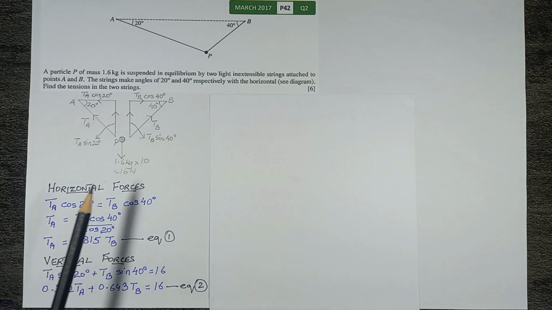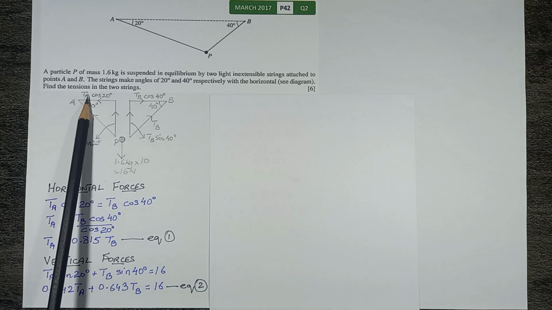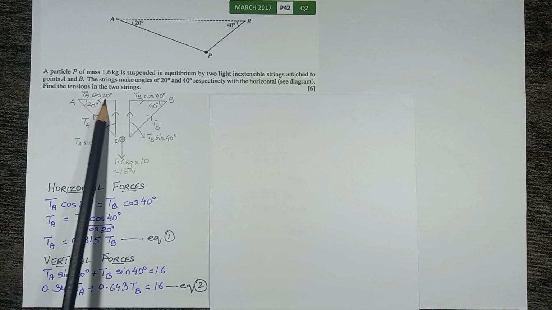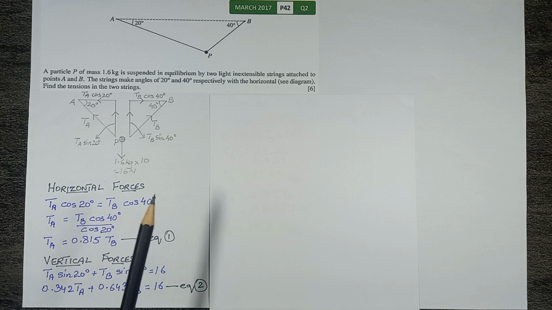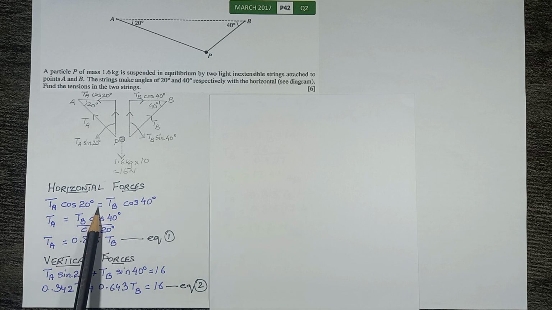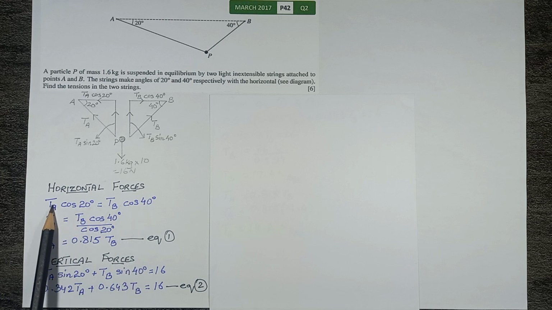If we look at the horizontal, we have TA cos 20 to the left and TB cos 40 to the right, and because it is an equilibrium condition, they are equal. So TA cos 20 equals TB cos 40, and TA would be equal to TB cos 40 divided by cos 20, and cos 40 divided by cos 20 is 0.815, so TA equals 0.815 TB. This is our equation 1, which is in terms of TA and TB.